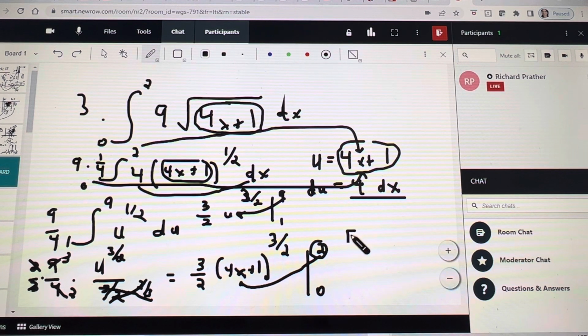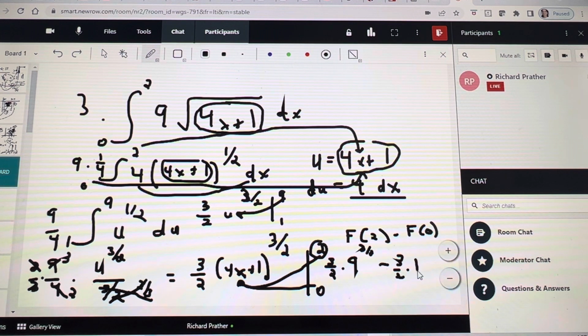So even if I think of this as big F of 2 minus big F of 0, as soon as I plug the 2 in, the parenthesis part's going to be a 9 to the 3/2 power times 3/2. And when we plug 0 in, then you're just going to get 1 there. So that'll be 3/2 times 1 to the 3/2. Or you could even factor a 3/2 out since they both have that.